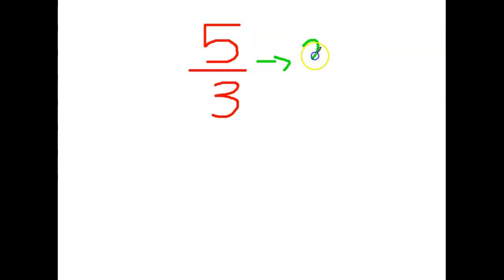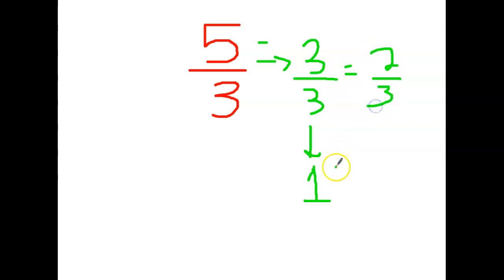All right, let's do another one. 5/3. We're going to take out a whole from this, right? So the whole that we're going to take out is what? Good job, 3/3. We're going to take out 3/3, and we're going to make that a whole. And then what is left over? 5 minus 3. What is 5 minus 3? Great, 2/3. So we have 1 and 2/3.